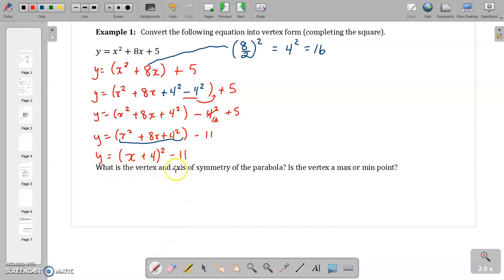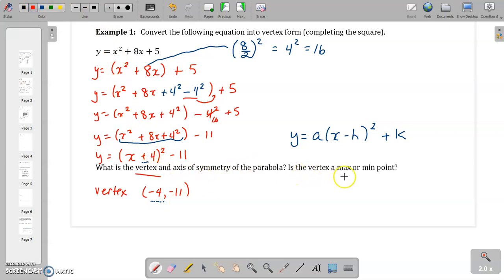So given the vertex form, we know now that the vertex of this equation will be negative 4, negative 11. So remember, the general form of a vertex equation is y equals x minus h squared plus k. So this is similar to the transformation. So if this is positive, it means that that coordinate is negative.